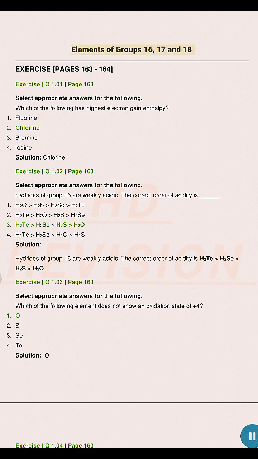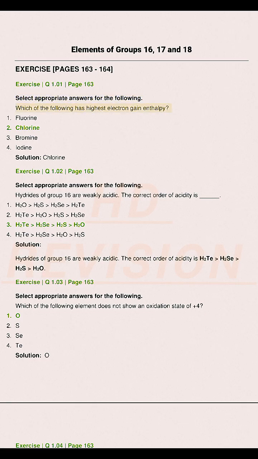Elements of groups 16, 17 and 18. Exercise pages 163 to 164. Exercise Q1.01, page 163. Select appropriate answers for the following.